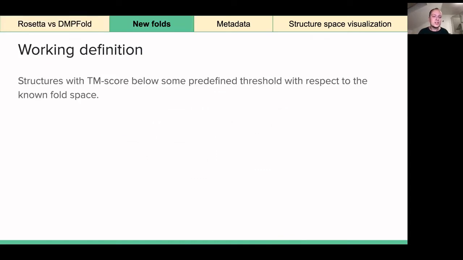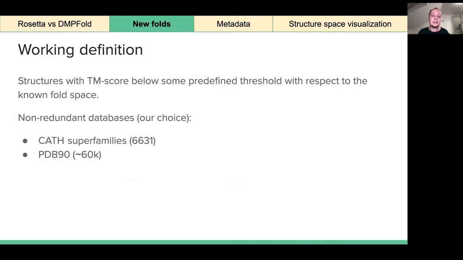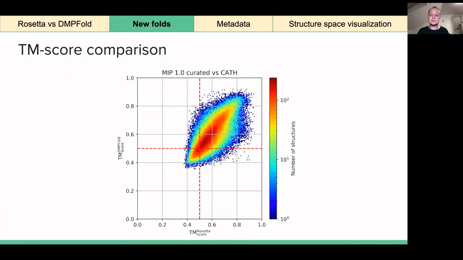Now, with regards to new folds, we of course had to apply some sort of a working definition. In terms of our approach, we did a structure comparison using TM-align against CATH and against the PDB90 as our points of reference. Any structural model that is below the cutoff TM score of 0.5 against both of those databases is a putative new fold according to us.